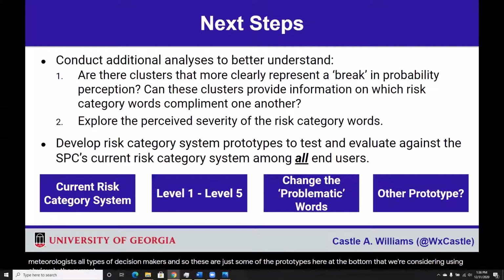Obviously, the current risk category system. A level 1 to a level 5, we're getting a lot of interest of this from broadcast meteorologists. We're considering changing the quote unquote problematic words, which from this research kind of signal both marginal and enhanced. And then we're also thinking about other prototypes that might emerge from the cluster analysis that we end up doing on some of that data.